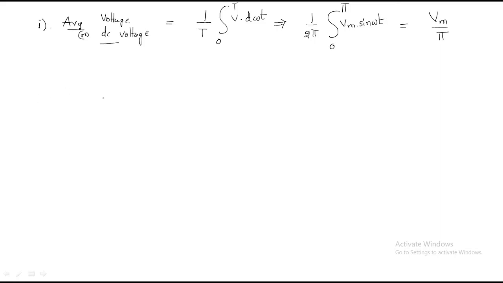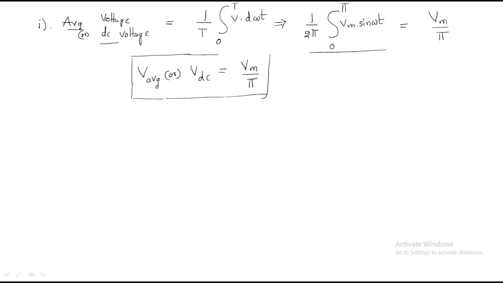This is the average or DC voltage of the half wave rectifier. That formula is Vm by π. Please do this calculation in your practice books, right? This is about the average voltage, and you can write the RMS voltage also.